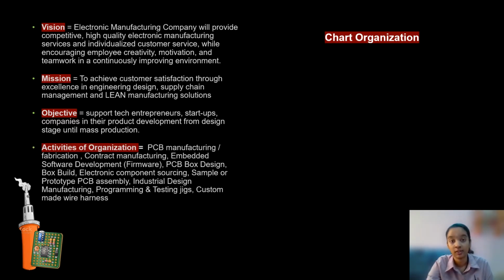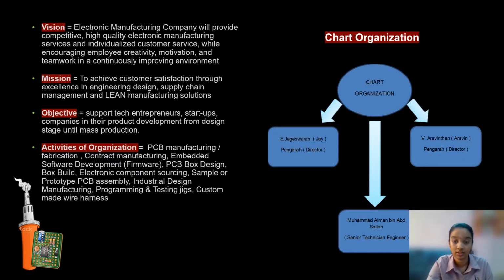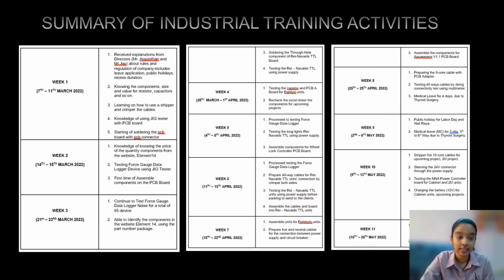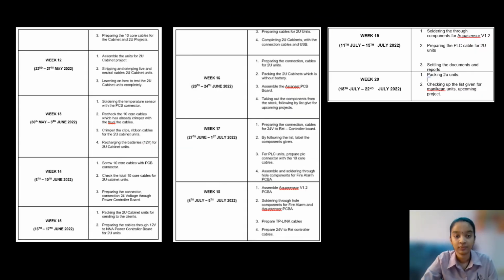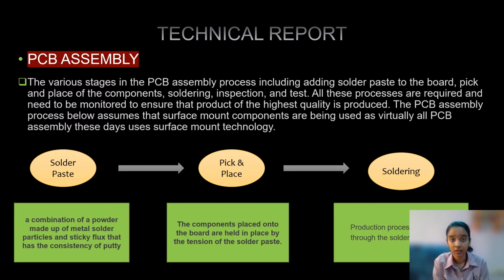And these are the activities of the organization: PCB manufacturing, embedded software development, firmware, PCB box design, and many more. And this is the organization chart for this company. Next is a summary of my industrial training activities: week 1, 2, 3, 4, and this is week 5, 6, 7, 8, 9, 10, 11, and this is the continuation of the previous slide, week 12 to week 20. Furthermore, technical reports. This is what I usually did during my working days.